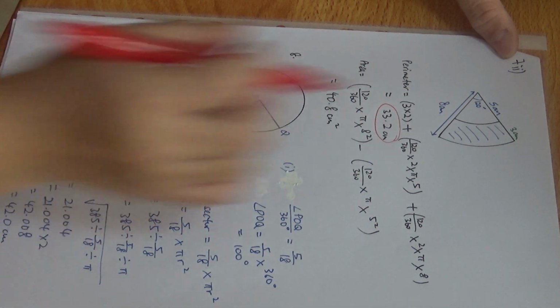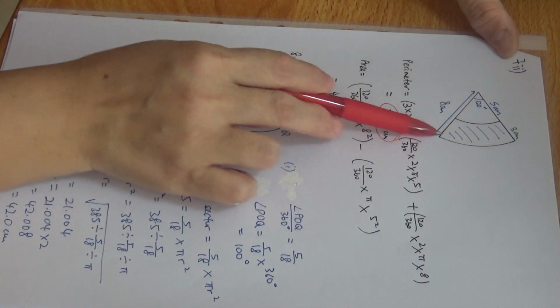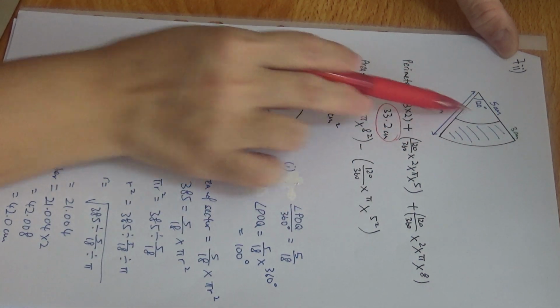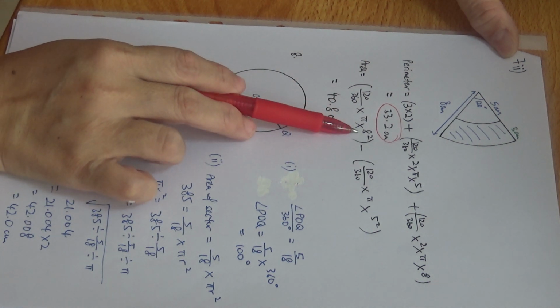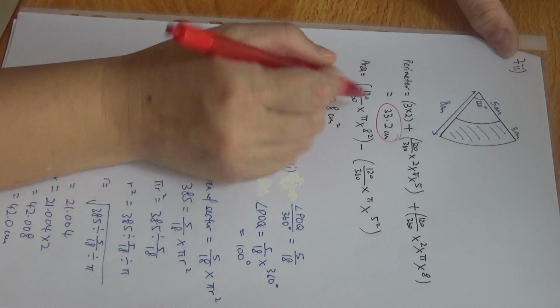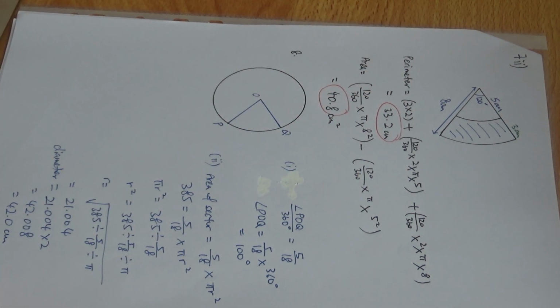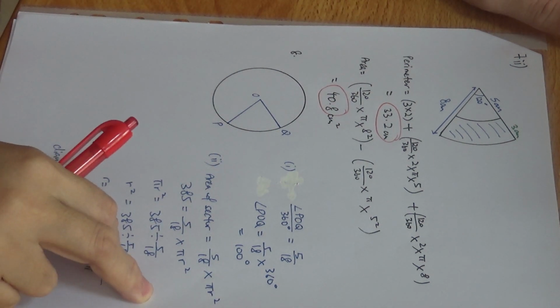Now the area of the shaded region is easier because I just need to take the bigger sector minus the smaller sector. So this is the bigger sector with radius 8, and this is the smaller sector with radius 5. So I will get the answer as 40.8 cm squared. Alright, that will complete your question 7 part 2.